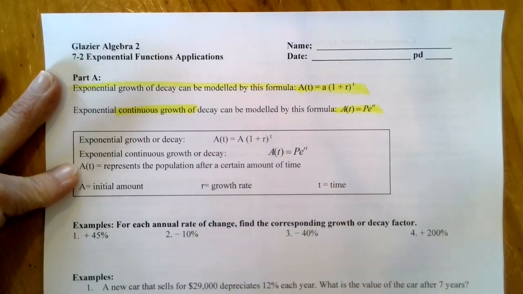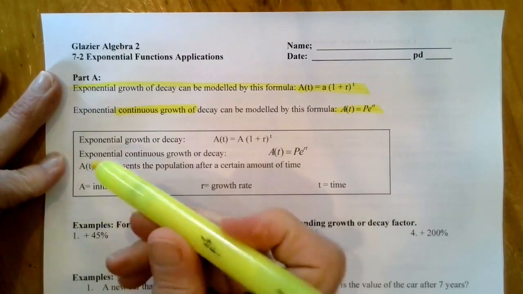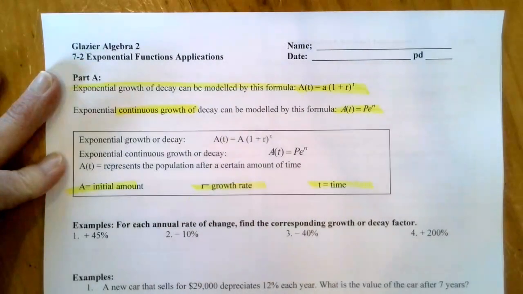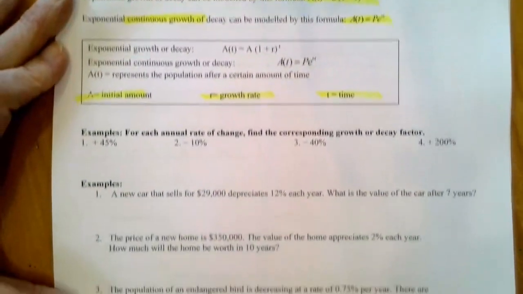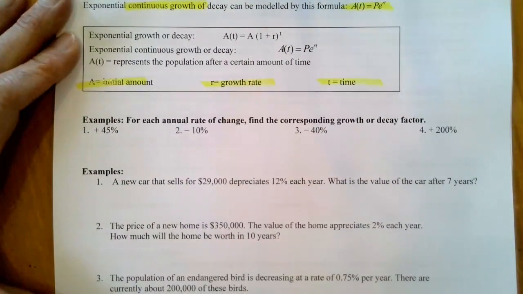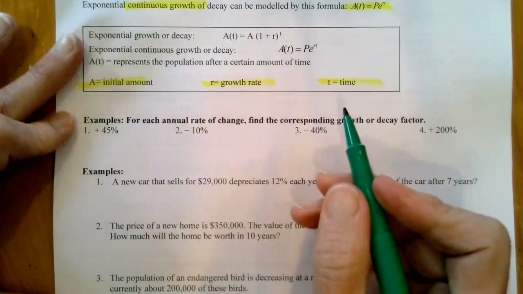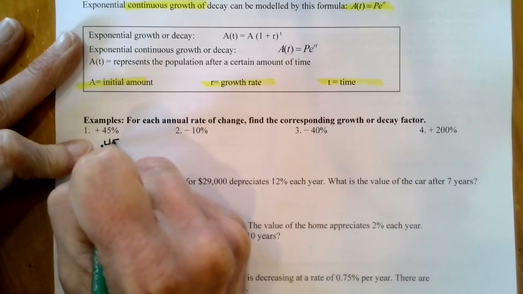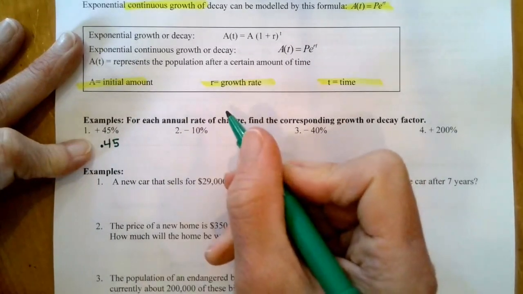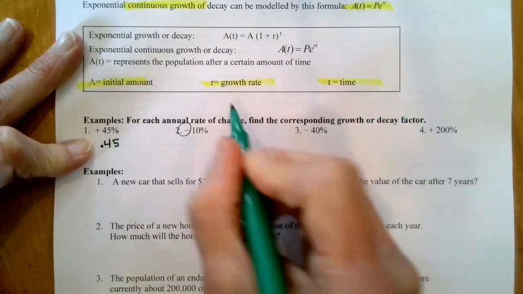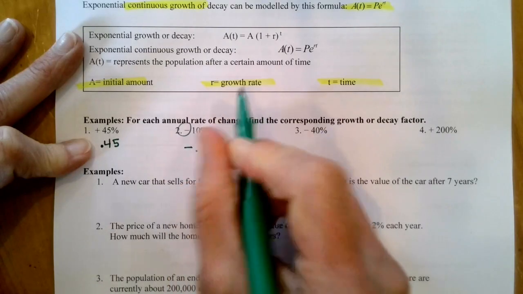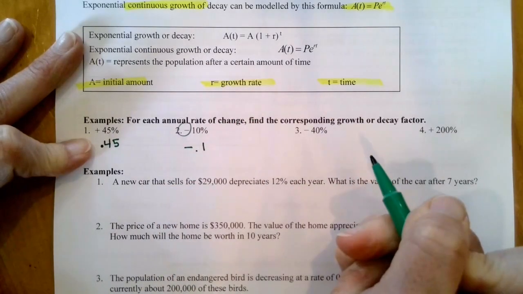Continuous, looking like this. And make sure you remember your A is your initial amount, your growth rate, and your time. And we want to make sure you understand that concept of growth rate. So if they say it's increasing at 45%, you want to make sure that that is the decimal that you use. Decreasing by 10%, you want to make sure that you use that negative exponent of negative 0.1.